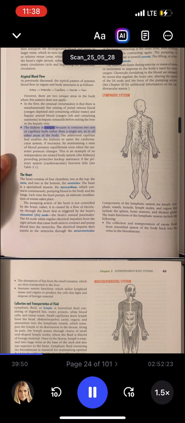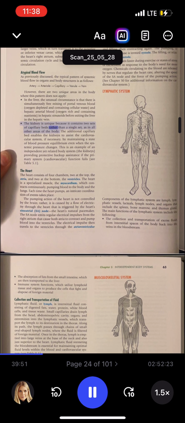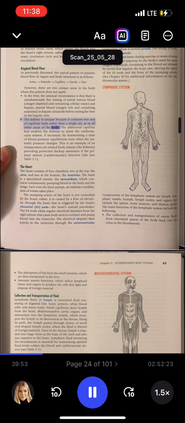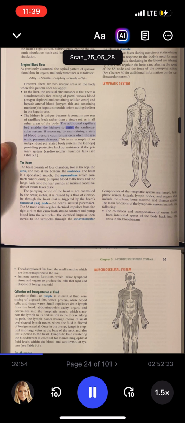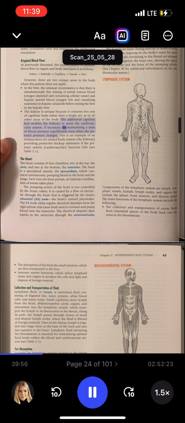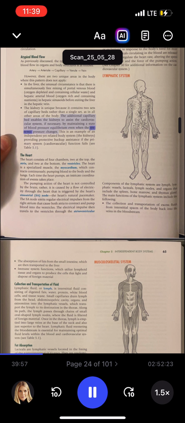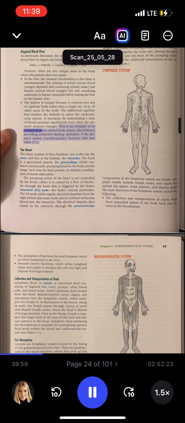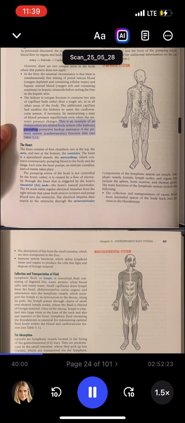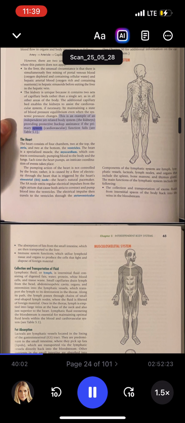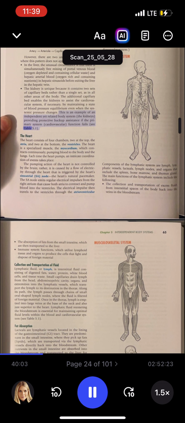vein. The kidney is unique because it contains 2 sets of capillary beds, rather than a single set, as in all other areas of the body. The additional capillary bed enables the kidneys to assist the cardiovascular system, if necessary, by maintaining a state of blood pressure equilibrium even when the systemic pressure changes. This is an example of an independent yet related body system, the kidneys, providing protective backup assistance if the primary cardiovascular system function fails. See Table 5.1.